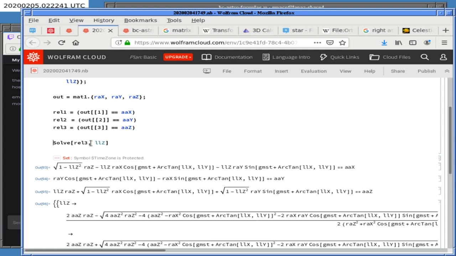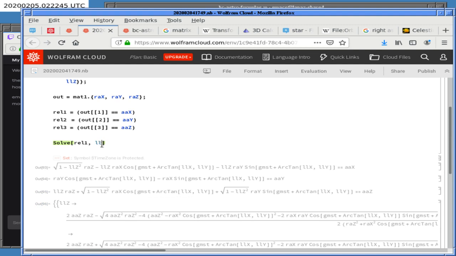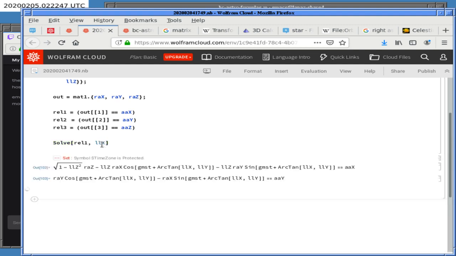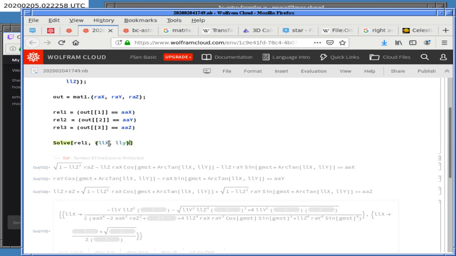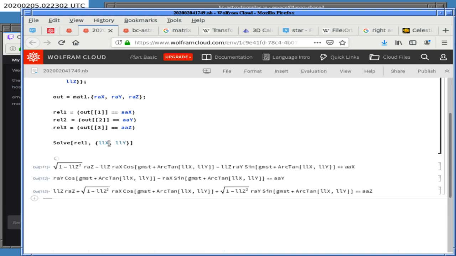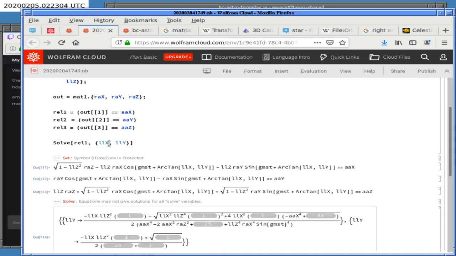Can we solve rel 1 for LLX? And actually that doesn't help us at all because we need LLY too. How about LLX and LLY? No, we cannot. Okay. So let's go back over here and solve for LLZ.